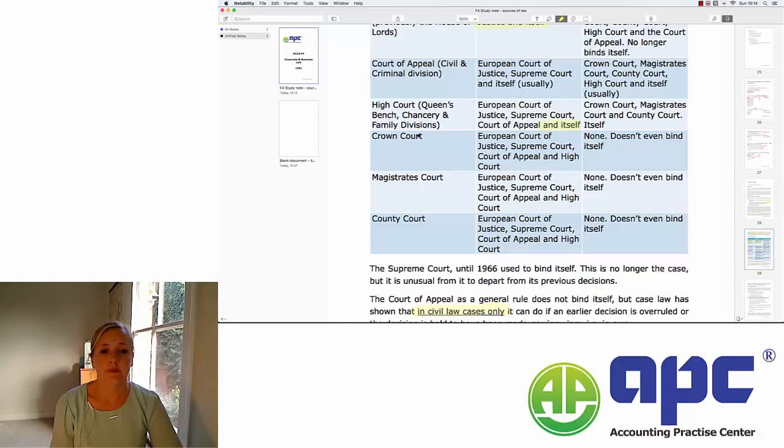The Crown Court, the Magistrates Court and the County Court are all very similar. They're all bound by the superior courts above them. They're bound by the decisions of the European Court of Justice on European Union law matters, remember, the Supreme Court, the Court of Appeal and the High Court. And it doesn't bind anybody, the Crown Court, the Magistrates Court or the County Court. They don't even bind themselves. So these are really the very, very inferior courts, these three here. So that's the hierarchy of the court, and it's very easy to learn by looking at those diagrams we looked at last time.